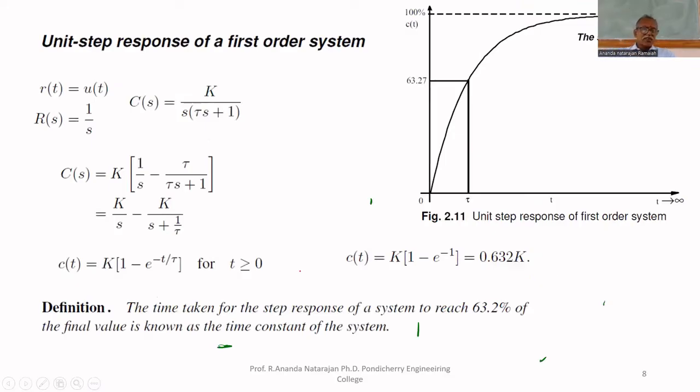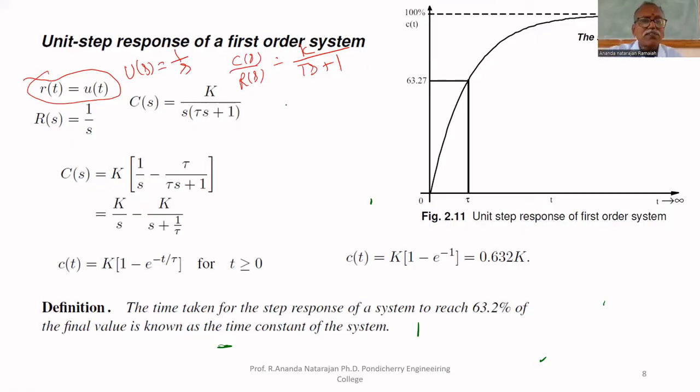The same first order function, but with step input. R of t equal to u of t, so R of s equal to 1 upon s. Therefore, C of s upon R of s, that is the transfer function, equals k upon tau s plus 1 for a first order system.